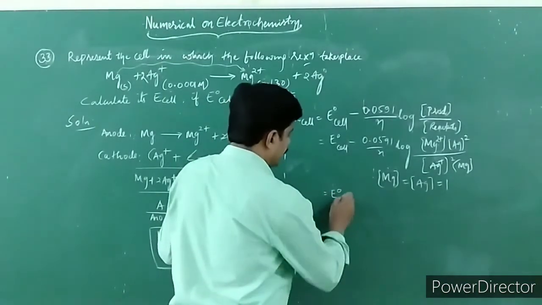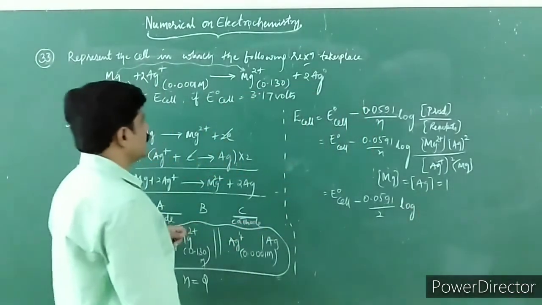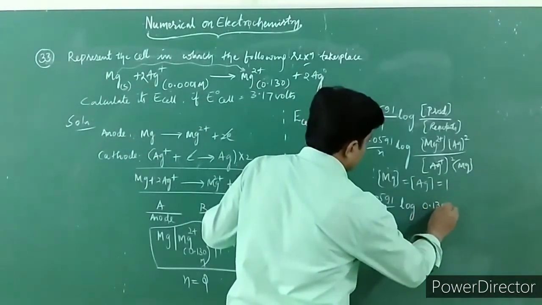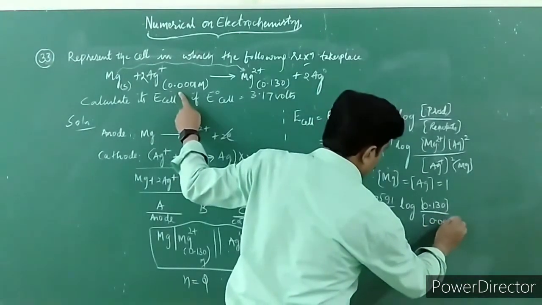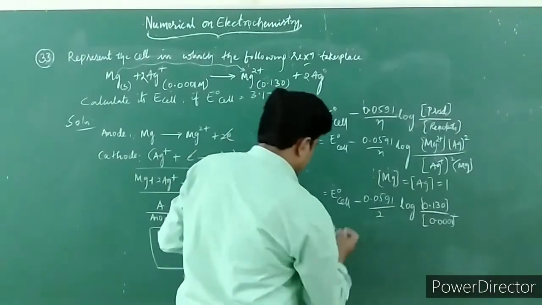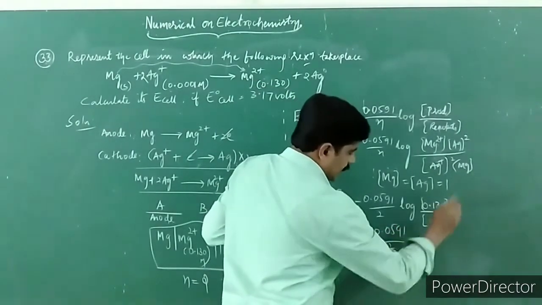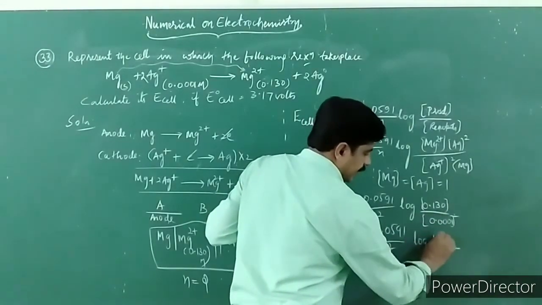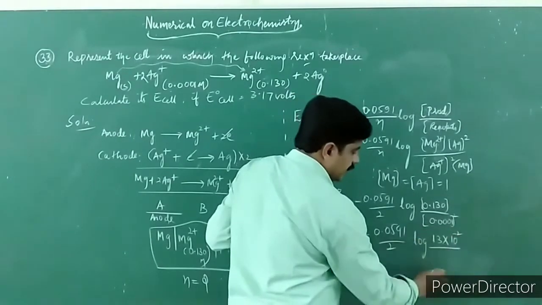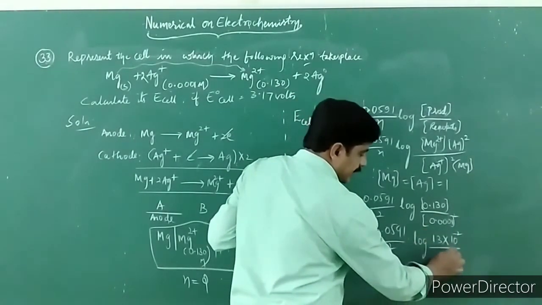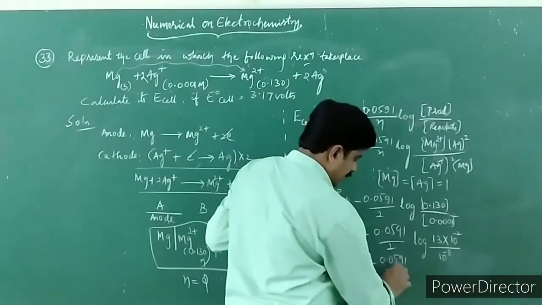Now look here, how to write: E naught cell minus 0.0591 upon n into log of Mg2 plus concentration. How much? It is 0.130. Is it not? Upon concentration of Ag plus, it is 0.0001 whole square. Now children, how much is E naught cell? It is 3.17 volts minus 0.0591 upon 2, log of 13, reshuffle the decimal place, 13 into 10 to the power of minus 2, right? Now this one will become 10 to the power of minus 8, right?